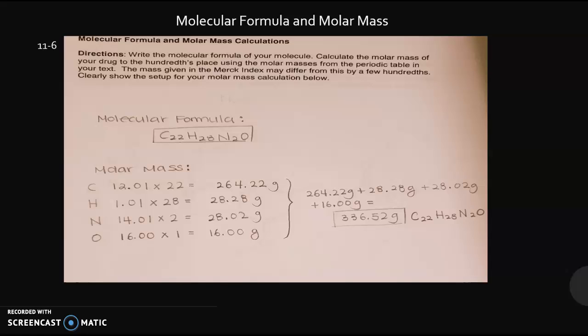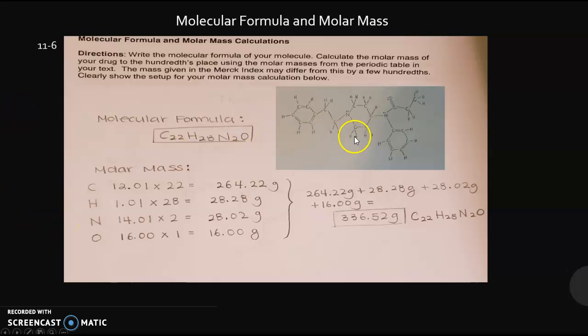11-6 is the molecular formula and molar mass. You could find the molecular formula by looking at the expanded skeletal structure, and if you count out all the carbons, hydrogens, nitrogens, and oxygen, you could find the formula C22H28N2O.